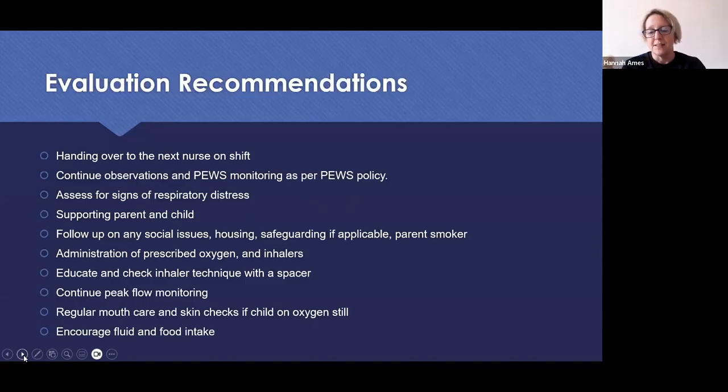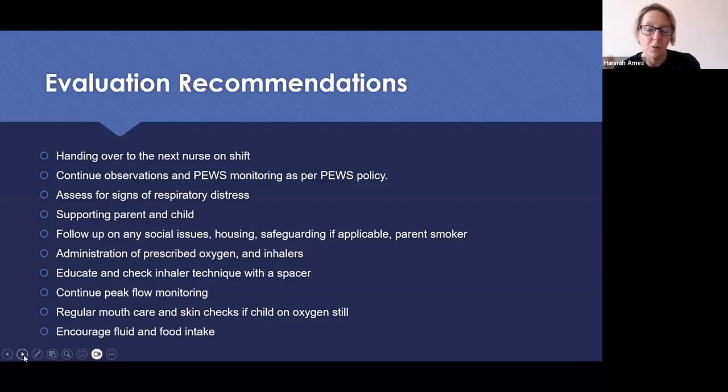So evaluation. It obviously depends who you are handing over to. If you're just doing a nurse-to-nurse handover, then you want to think about all those ongoing things that you want the nurse to continue to ensure the patient is safe, and to ensure continuity of care. So you're going to want that nurse to continue to do their PEWS monitoring as per the PEWS policy and prescribed frequency. You'd want them to continue to assess for signs of respiratory distress.